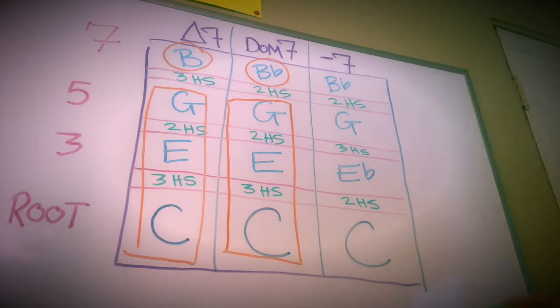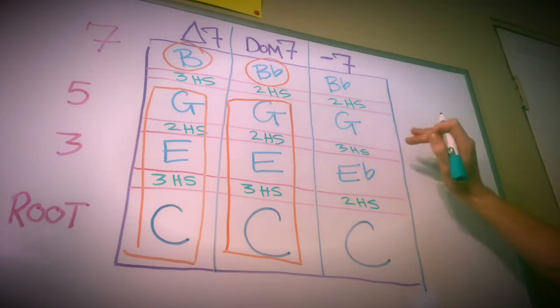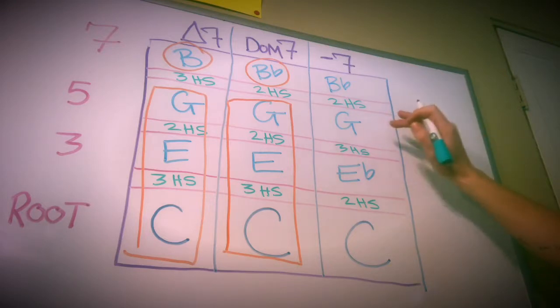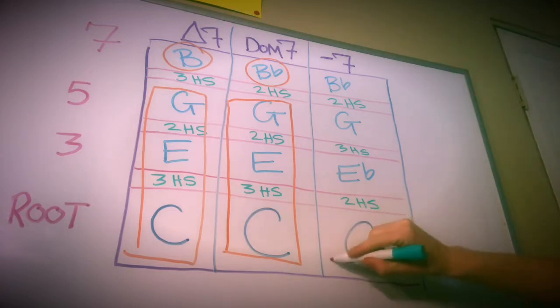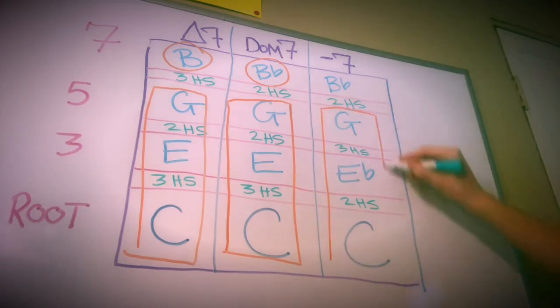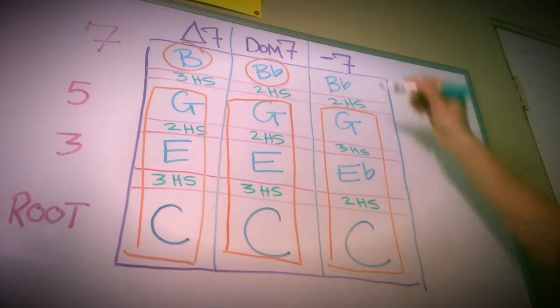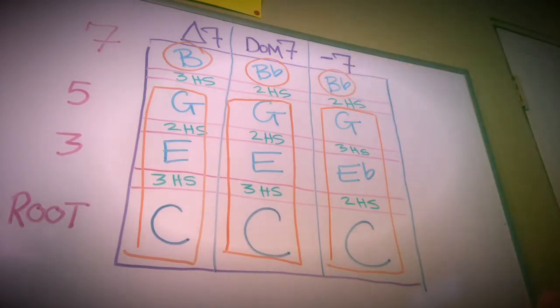In the 3rd column of this chart, we see the formula for building a minor 7th chord. The minor 7th chord requires 2 half steps between the root and the 3rd, 3 half steps between the 3rd and the 5th, and 2 half steps between the 5th and the 7th. So the minor 7th requires a minor triad with a minor 7 on top. This is the formula for building a minor 7th chord.